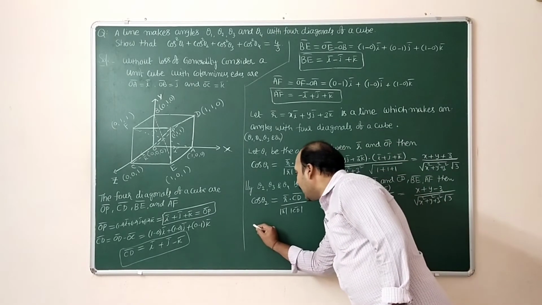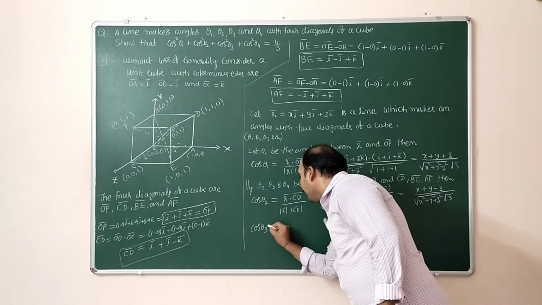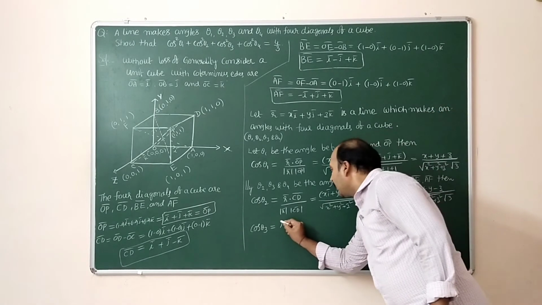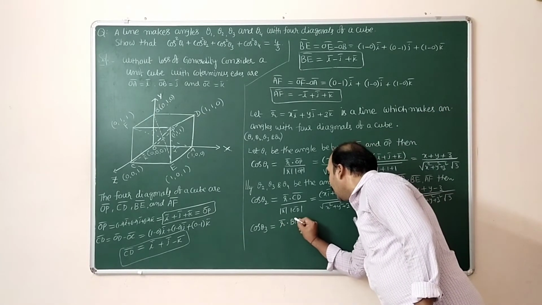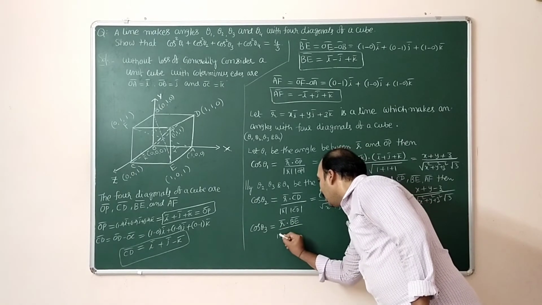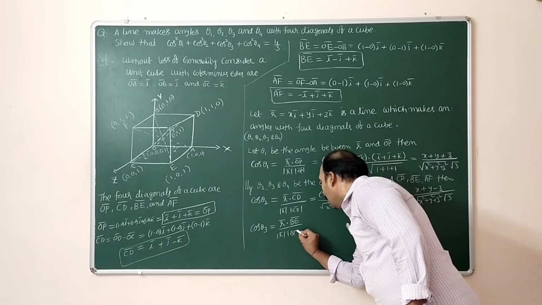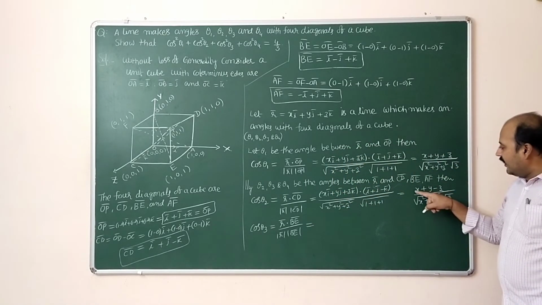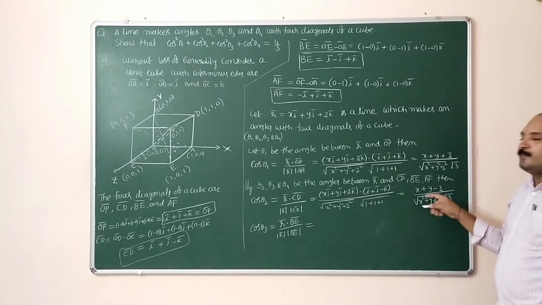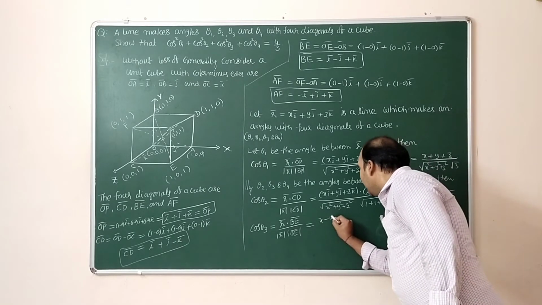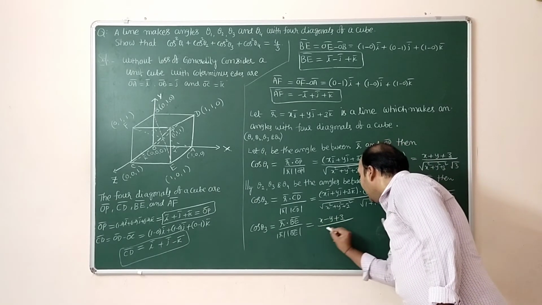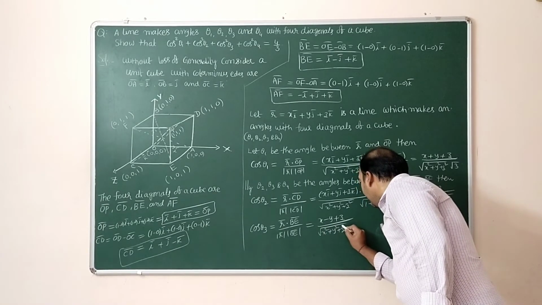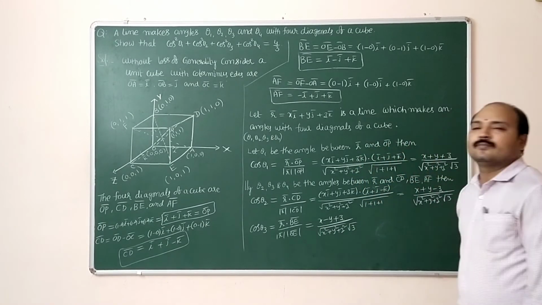Third one, similarly I am writing directly, cos theta 3, the angle between r bar and b bar. Here only I am writing r bar dot b bar by mod r bar into mod b bar. So if you write directly, what value are we going to get here? x minus y plus z, so x minus y plus z by root of x square plus y square plus z square into root 3.